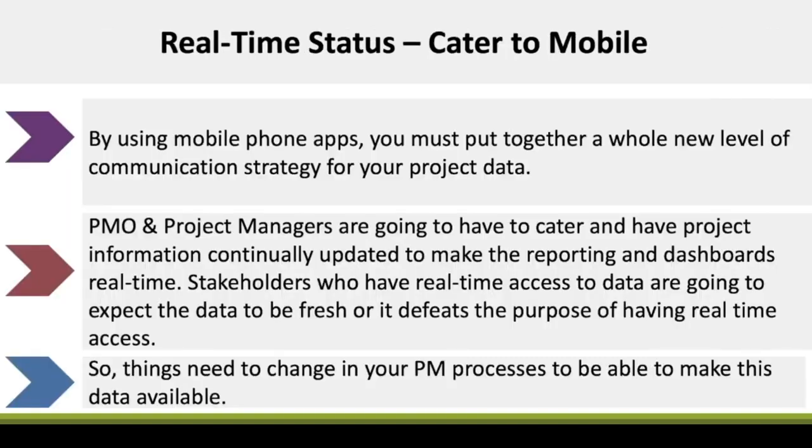But by using the mobile phone apps, you must put together a whole new communication strategy for your project data. PMO and project managers are going to have to cater and have project information currently updated to make reporting and dashboards real-time. Stakeholders who have real-time access to data are going to expect that data to be fresh, or it really defeats the purpose of real-time access. So things are going to need to change in the PM processes to make this happen. Just because we have mobile phones, just because we need the real-time data, it doesn't mean we can pivot on a dime. We're going to have to think about this.